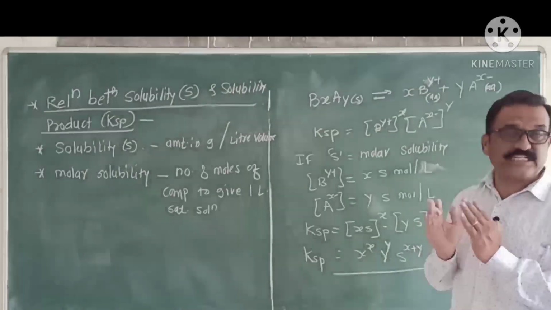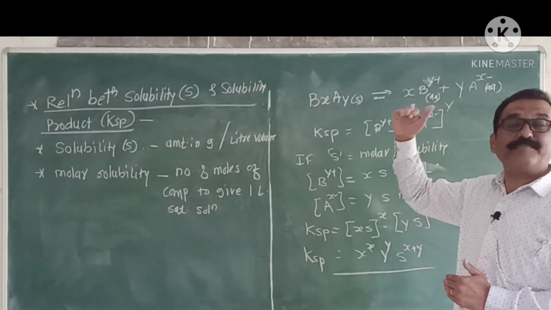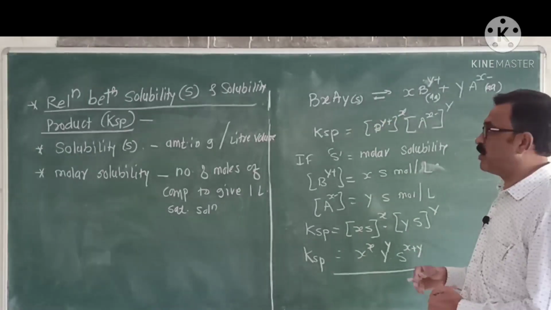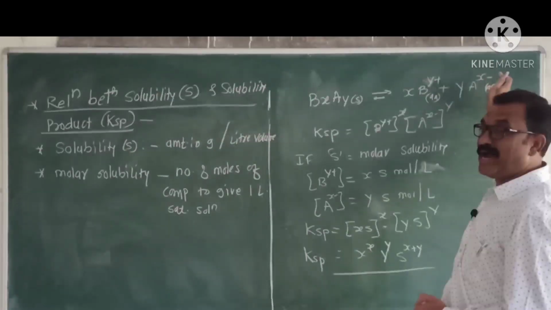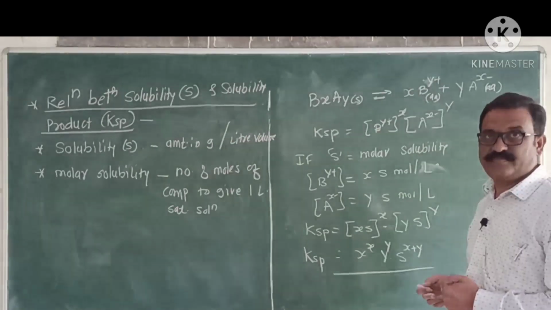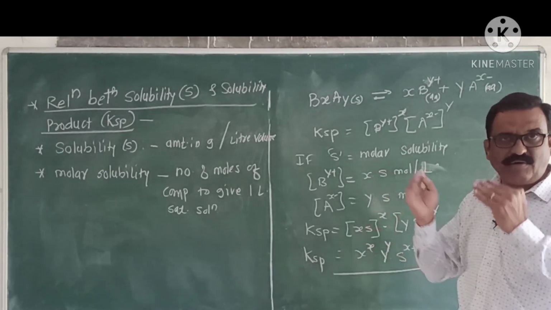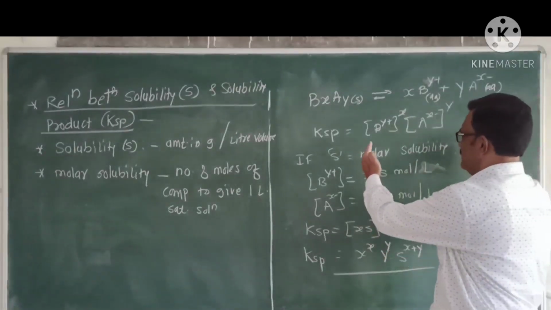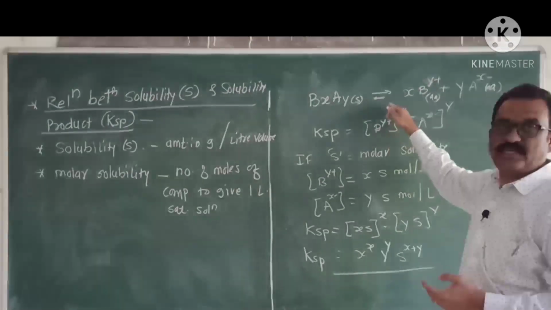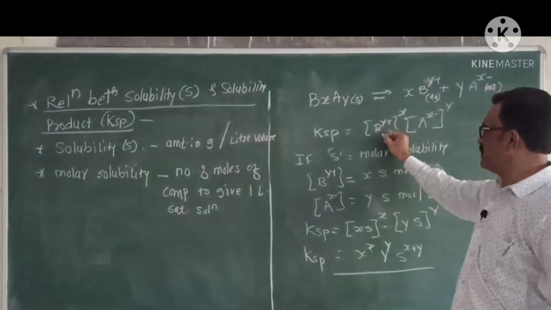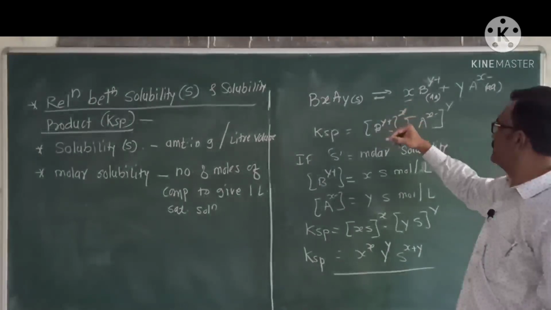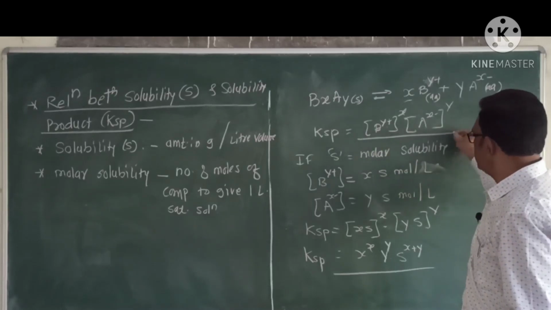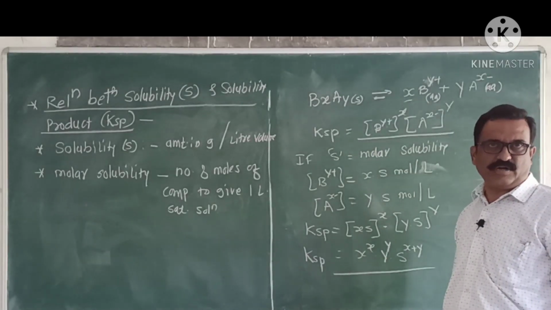X moles of B raised to Y plus positively charged ions plus Y moles of A raised to X minus ions. Then according to our definition, the solubility product Ksp is given by the product of the concentrations of these ions raised to their proper powers: concentration of B^(Y+) raised to X, times concentration of A^(X-) raised to Y. This product gives the solubility product.